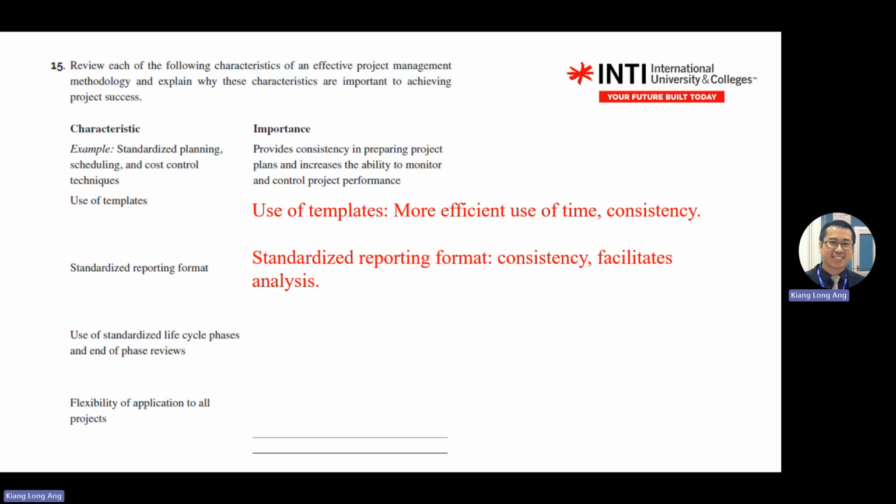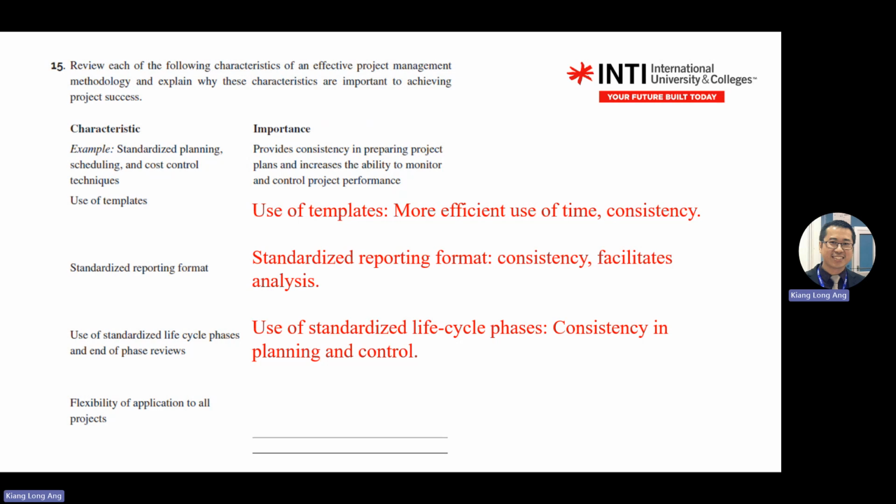So you can do analysis also, like you group certain data together. It's like when you design a survey form, question 1 asks about this, question 2 asks about this. Then you summarize all the 100 questions. Then you analyze question 1, yes or no. Rate 1 to 5, like a Shopee survey, all these things. Right. So use of standardized life cycle phases and end reference review. So this one again, consistency. The word consistency is always there.